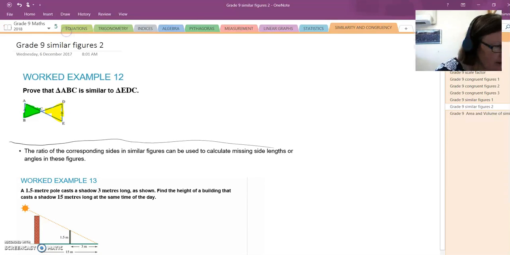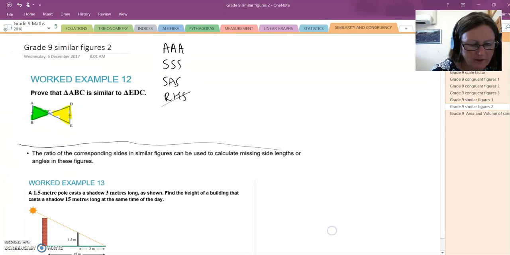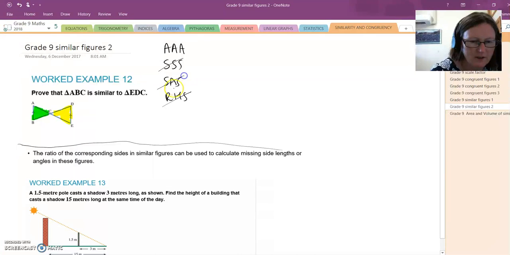The first video on similar triangles looked at the similarity tests. So AAA, SSS, SAS, RHS. We can discount RHS because it's not a right angle triangle. We can discount the ones that talk about the sides because we don't have any measurements for sides. So I reckon we're going to prove this using the AAA test.